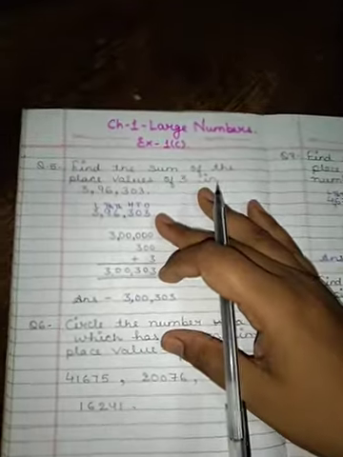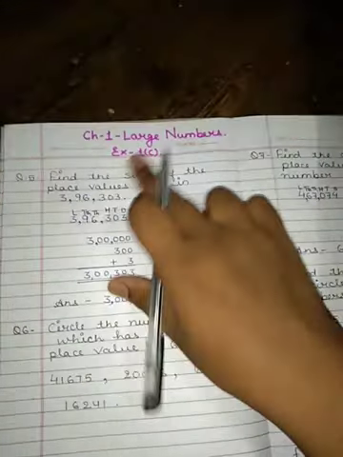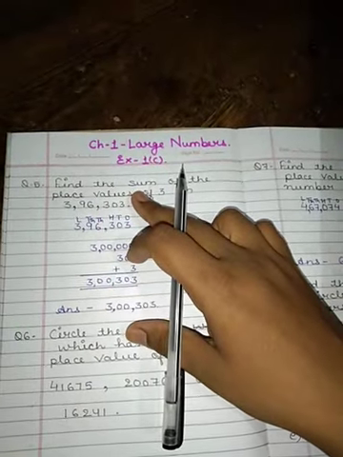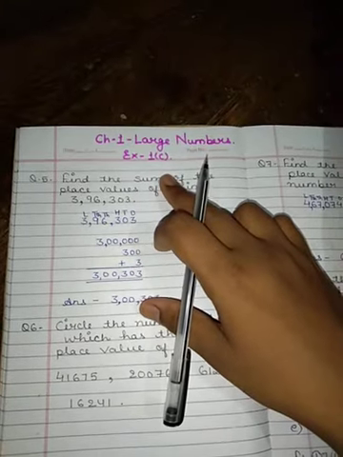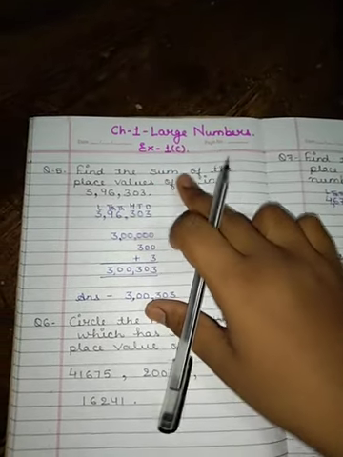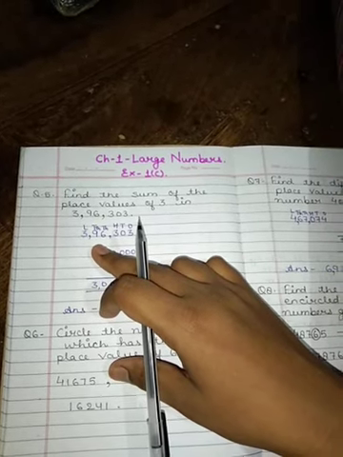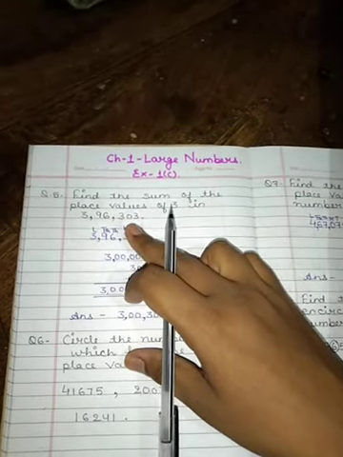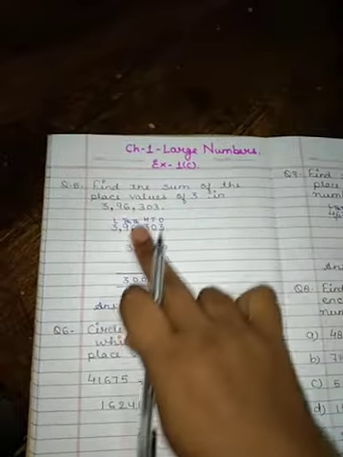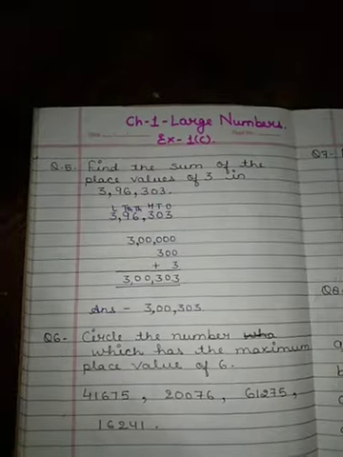As you know, our first chapter is going on, that is large numbers. Yesterday we had done 1C, and today also we will continue 1C. Yesterday we had done up to question number 4, and today we will continue with question number 5. So, children, what is question number 5?